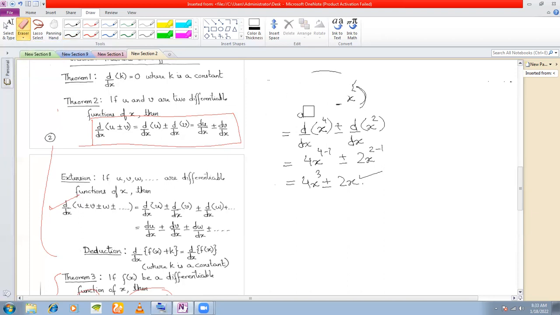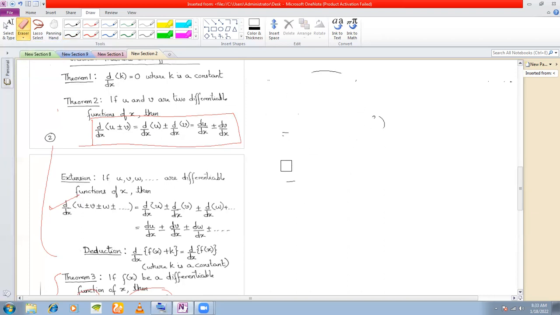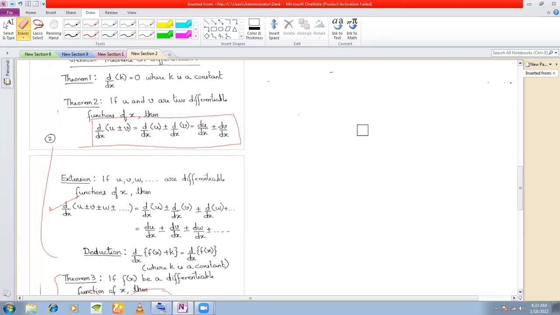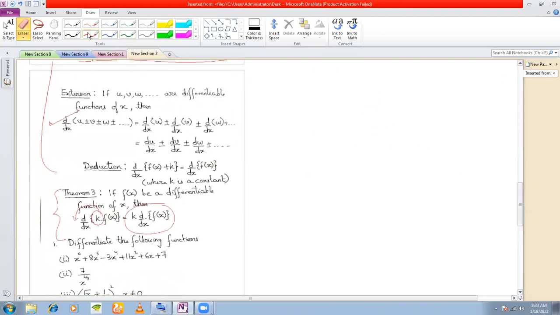Yes, sir. You can extend this rule to any number of functions, not only two functions u and v. So if you have three functions, four functions, the sum of three functions, the sum of four functions, you can use this. Okay, now a deduction from this is, if you see d/dx of k plus f(x) or f(x) plus k, d/dx of a function of x plus a constant is the same as d/dx of f(x).